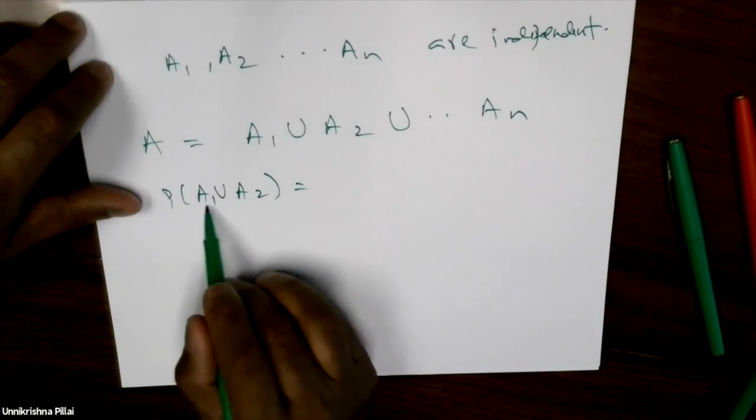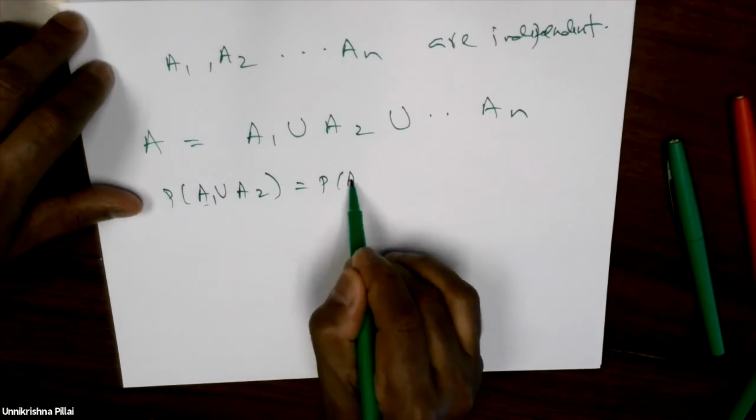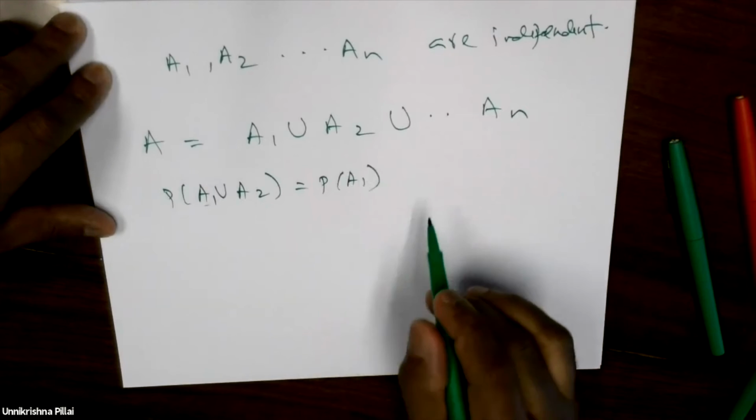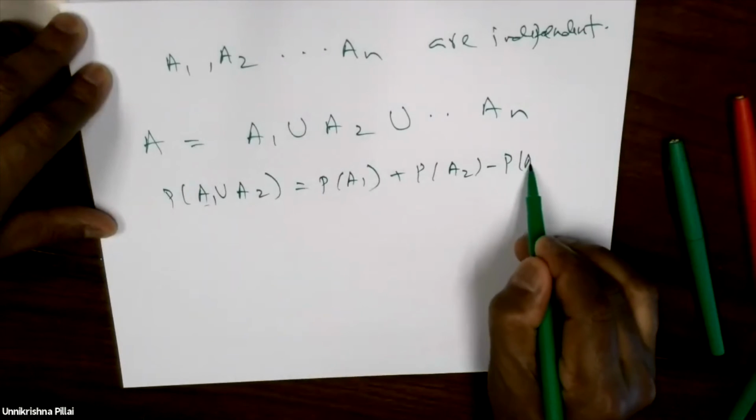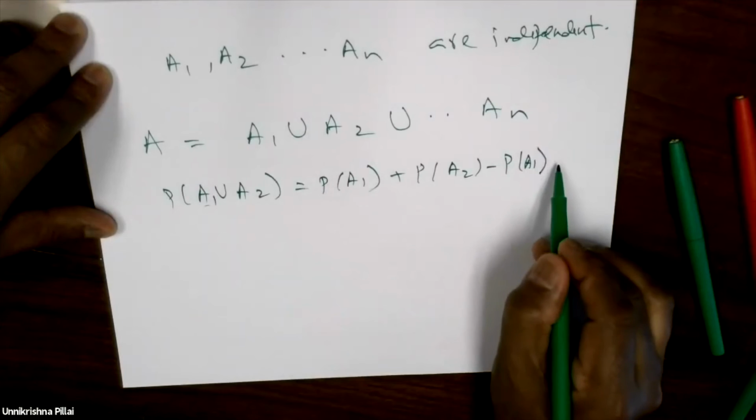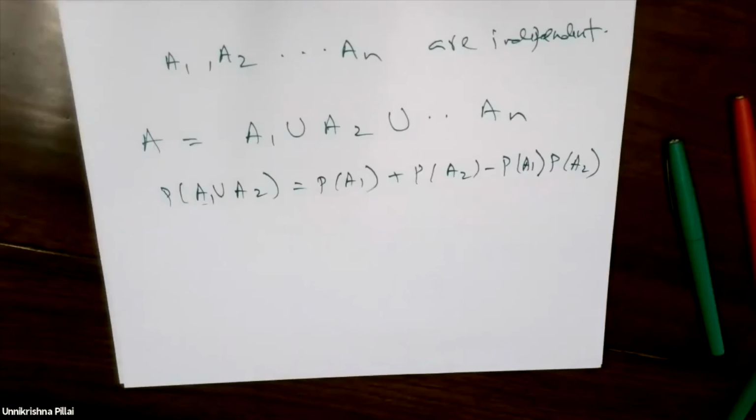Independent or not, how do you write the probability of A1 union A2? PA1 plus PA2 minus P of A1 A2. All right, so if A1 and A2 are independent, what happens to the last term? You need the last term, but it becomes the product of PA1 multiplied by PA2. Okay, so the question is, how do you do this here?